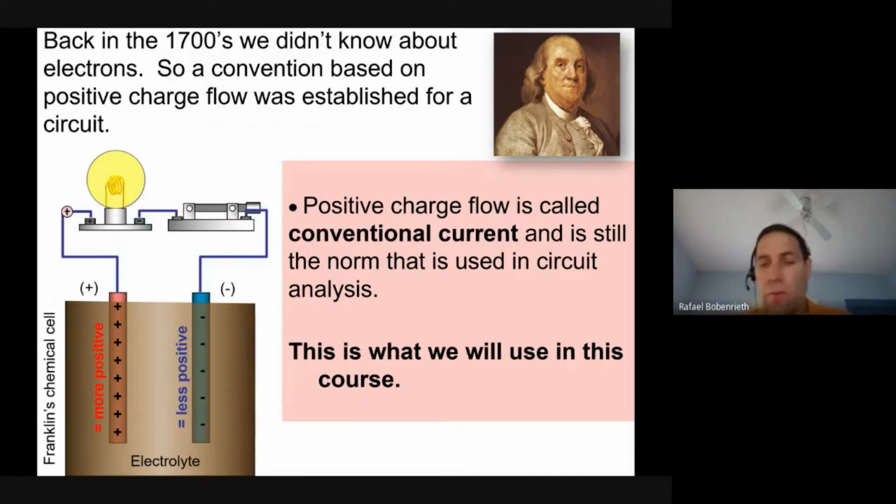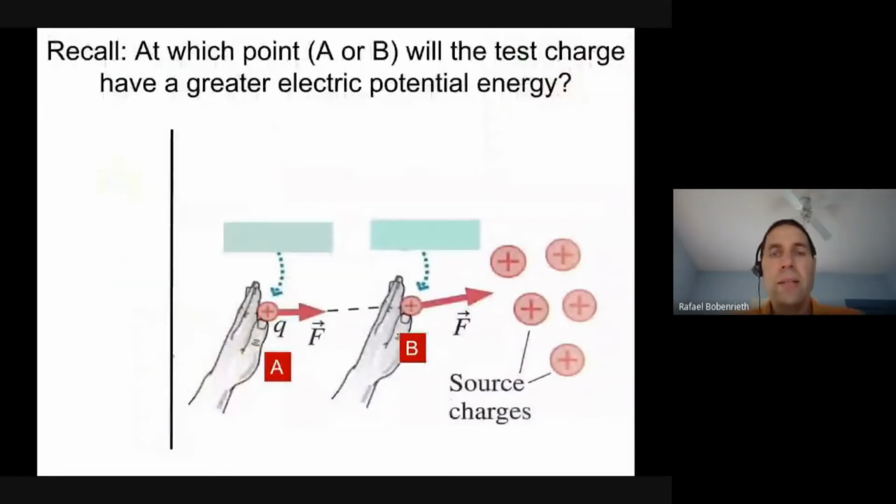Okay, so with that in mind, let's go back, and this is a really key point, and then hopefully you recall that on this slide you saw something similar here. The question I have for you is, notice there are two spots there, A and B, and I have a test charge there at A and a test charge at B. Notice there's the source charge there on the right. And my question is this: at which point, A or B, will the test charge have a greater electric potential energy? Will it have a greater electric potential energy at A or at B? Take a second to think about it. Take a guess if you're not sure.